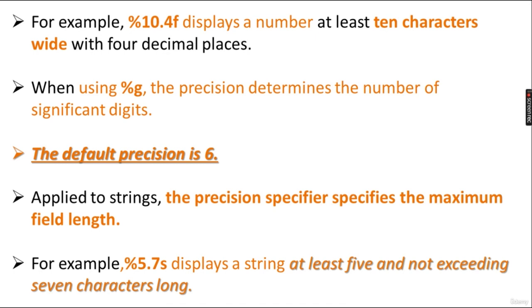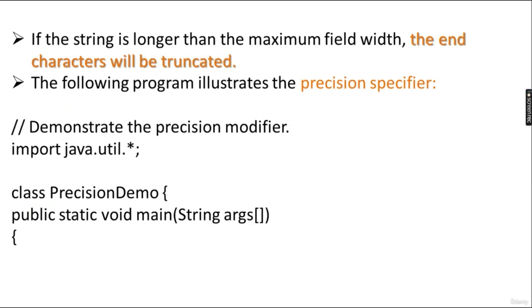Applied to strings, the precision specifier specifies the maximum field length. For example, %5.7S displays a string at least 5 and not exceeding 7 characters long. Maximum field length not exceeding 7 characters, at least 5. So minimum is 5, maximum is 7. If the string is longer than the maximum, the end characters will be truncated or deleted.